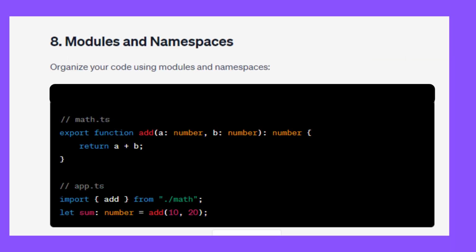8. Modules and namespaces. Organize your code using modules and namespaces. Export function add(a: number, b: number) { return a + b; } Import { add } from "./math". Let sum: number = add(10, 20).